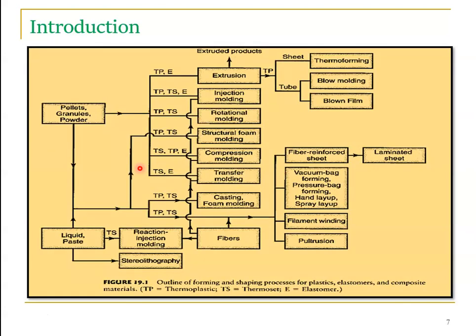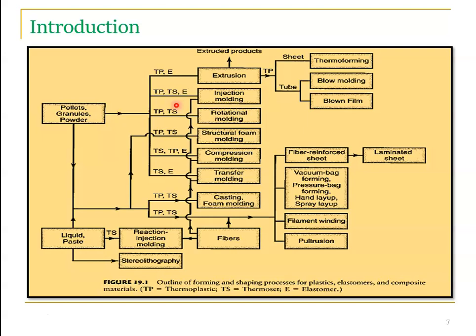This is the type of material: what kind of material we are going to use, and what form that material should be in. The form means whether it is a powder, a liquid, or a pellet. TP stands for thermoplastics, TS stands for thermosetting. So plastics can be classified in two ways: thermoplastic and thermosetting. Thermosetting means that once heated, it gets its final set, so you cannot reheat it again.